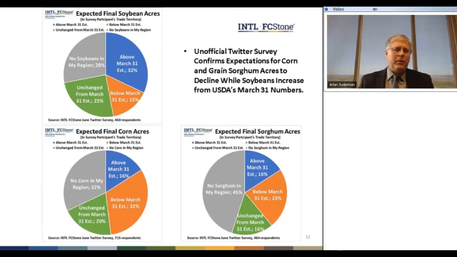Now, USDA came out with just slightly below 90 million acres of corn on March 31. Our survey came in after that when corn prices were rising and showed a higher number, I think 91.6. Our recent survey pulled that down a little bit as expected. Now we're down to 90.6.